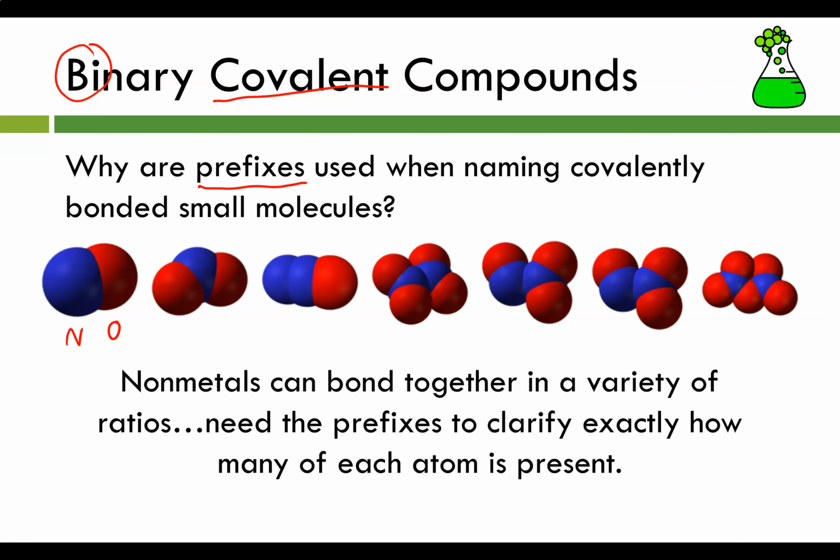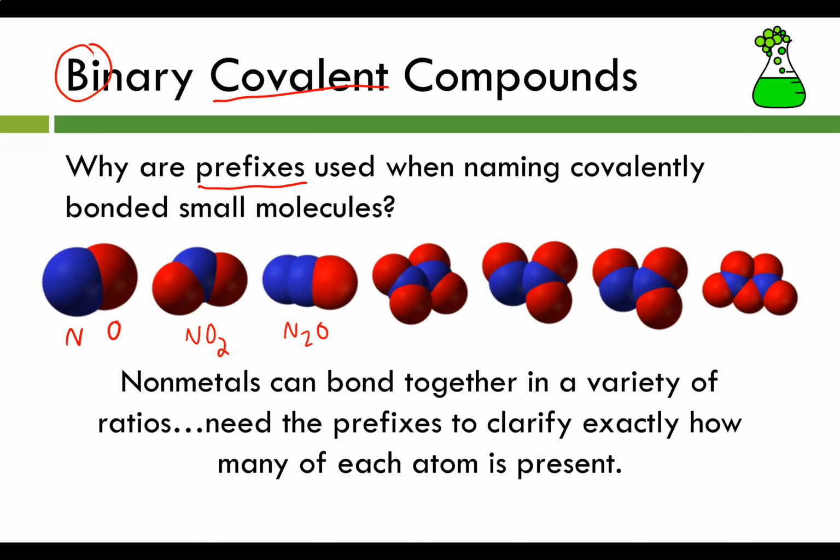Once I put prefixes, I might call this nitrogen monoxide, nitrogen dioxide, dinitrogen monoxide, and those prefixes can start to denote how many atoms of each element are present in the compound. So we never see them in ionics. They are extremely important in covalently bonded molecules.